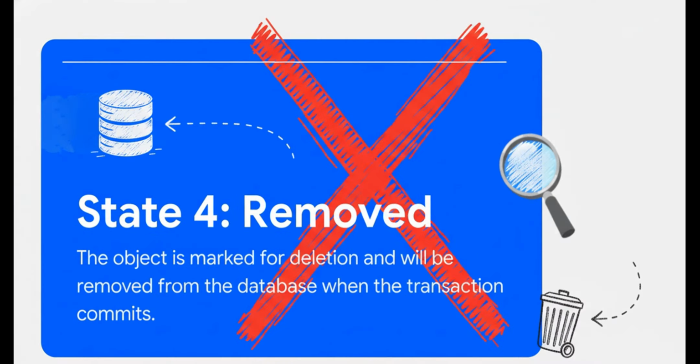And finally, we have the removed state. This is what happens when you take an object that's being tracked and you tell Hibernate to delete it, maybe with session.delete. The object is now officially marked for deletion, and the moment you commit that transaction, poof, it's gone from the database for good.